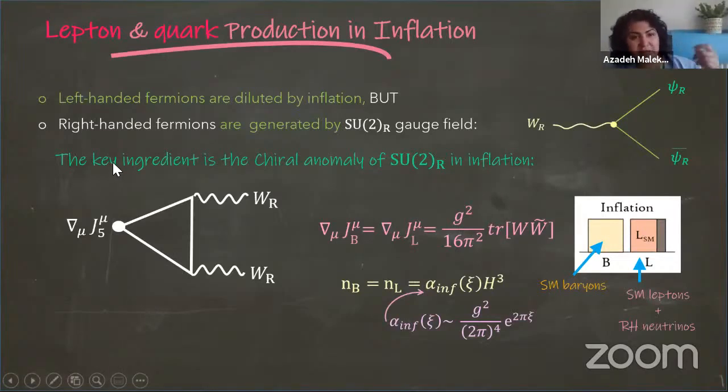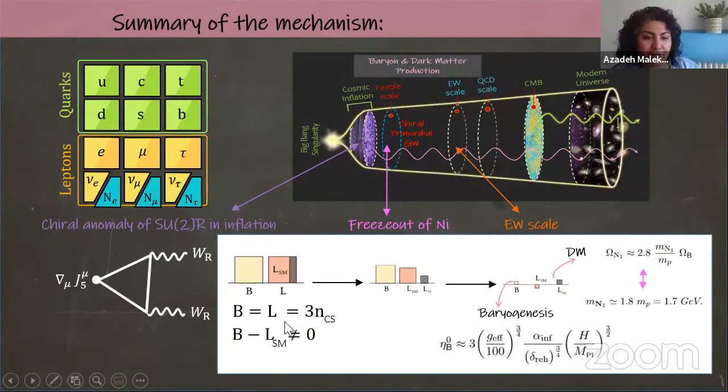Those fermions who get generated are given by this key ingredient, which is the chiral anomaly of SU2 right in inflation, and it produces equal amounts of baryons and leptons in this setup. So baryon number is equal to lepton number by the end of inflation. However, B minus L in the standard model sector is not zero, because part of this generated L is the right-handed neutrinos. And that's the key in this framework to actually work.